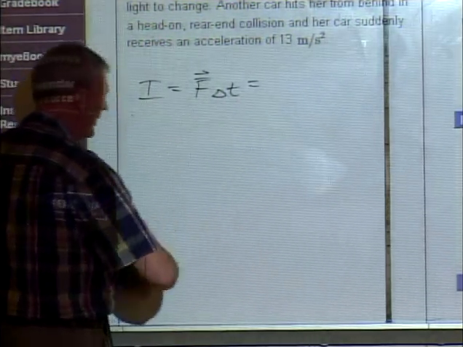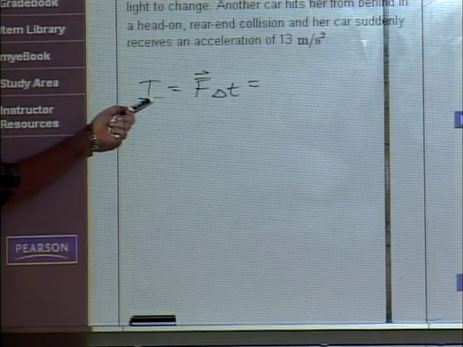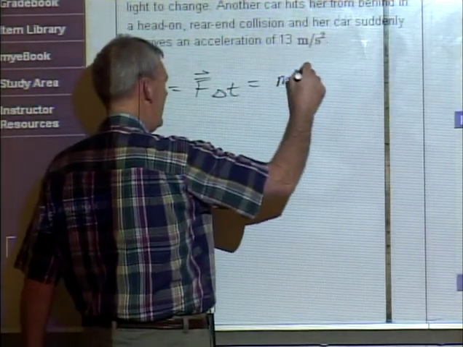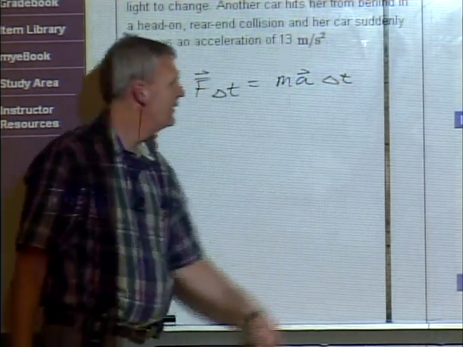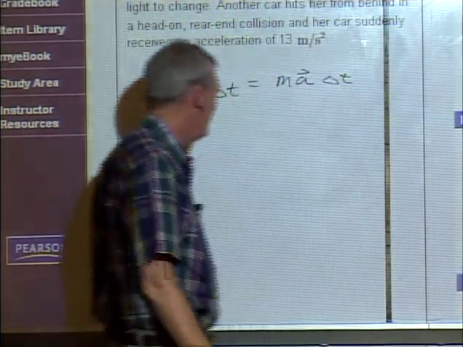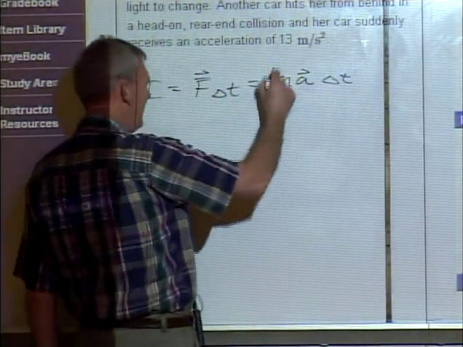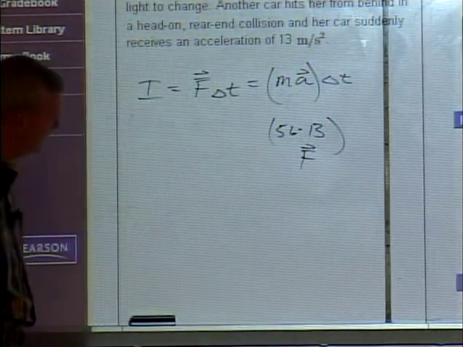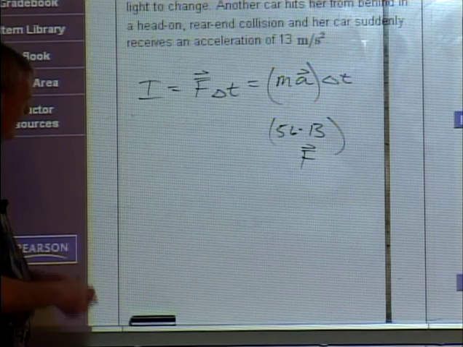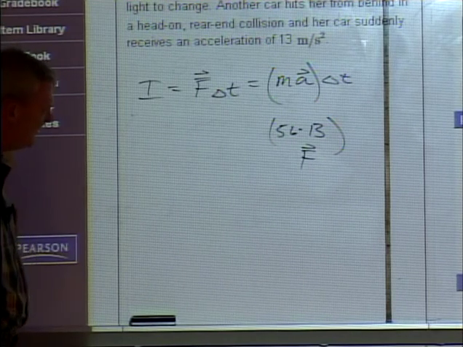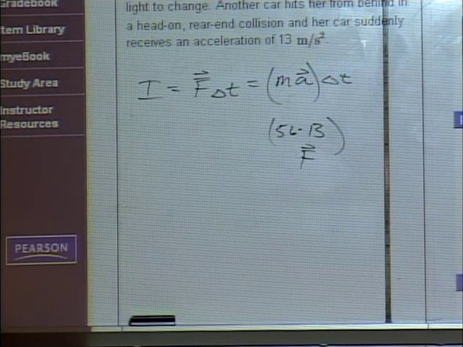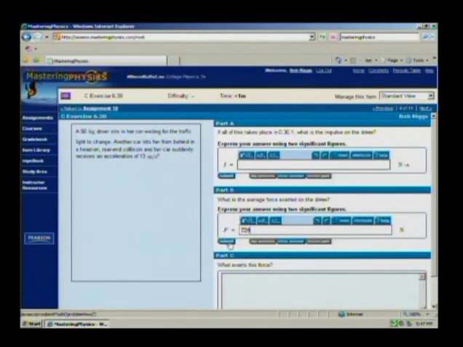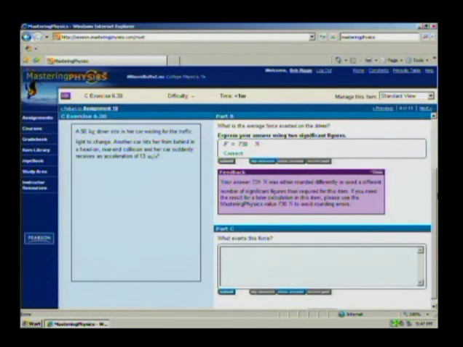I'm going to erase this real quick. So you've got I equals F times t, and we've got a mass times an acceleration, and a time, so we go m a times delta t. That's what you'd put in here. Then it asks what's the force? Here's the force: 56 times 13. That's the average force. It's about 728, let's see, 732. Submit. Correct. However, you didn't round correctly.